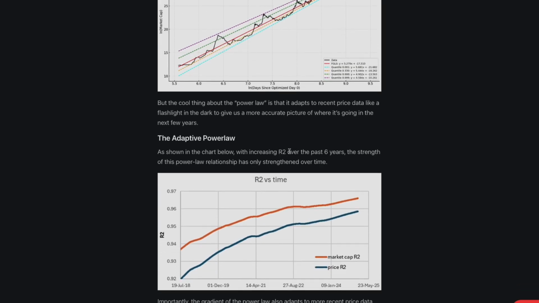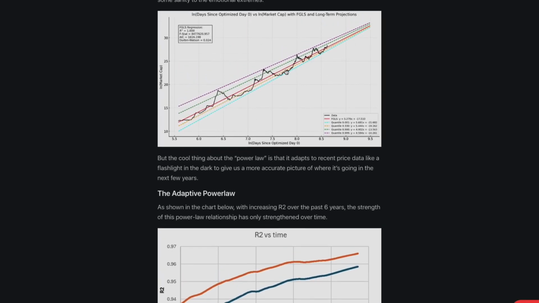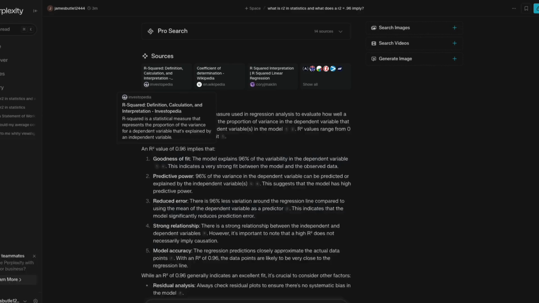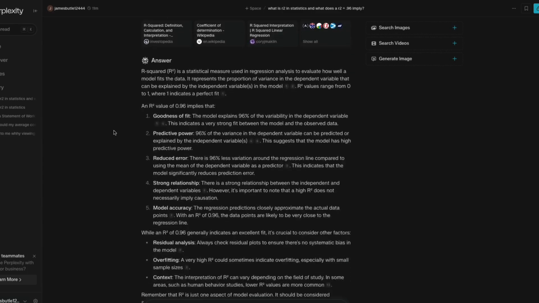With increasing R squared over the past 6 years, the strength of this power law relationship has only strengthened over time. Like, this is statistically getting stronger. I went into Perplexity. I asked, what is R2 in statistics and what does R2 equals 0.96 imply?